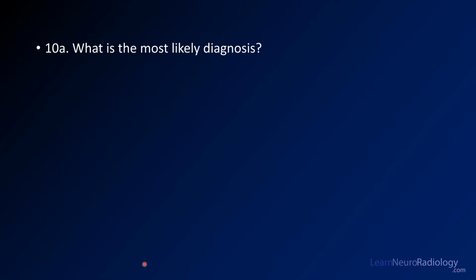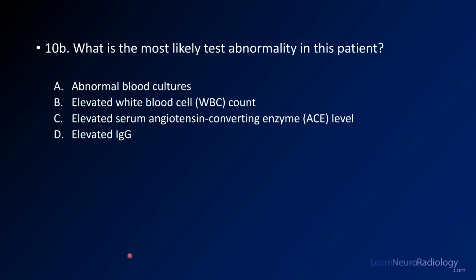So your first question is, what's the most likely diagnosis in this case? Your second question is, what is the most likely test abnormality or lab abnormality? Is it going to be abnormal blood cultures, abnormal WBC count, abnormal ACE level, or elevated IgG?